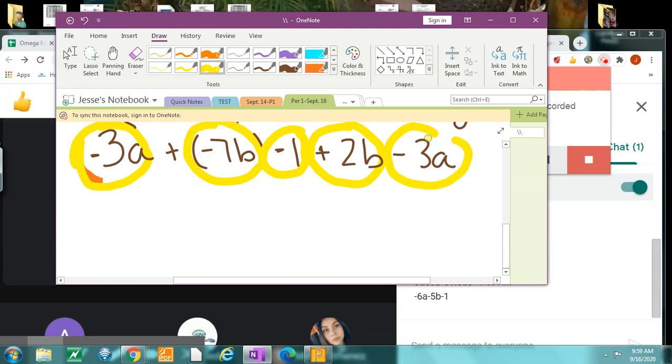Now, if you don't have colors, you could do it differently. Like I could do, oh, negative 3a, let me do a box. So if you don't have a color, you could go like this, like that. See that? And then where's the negative, the 3a? Oh, right here too. See that? You could put a box. You could do the a's first, all right?